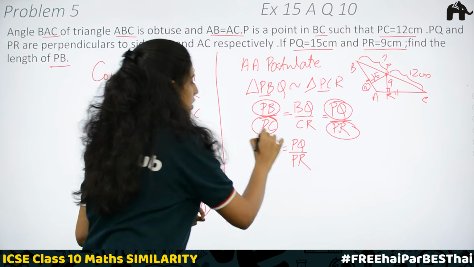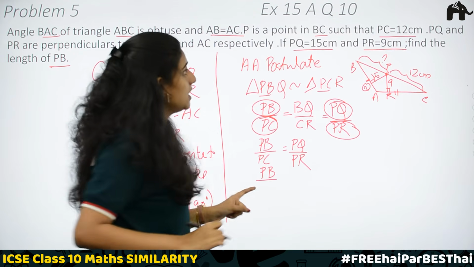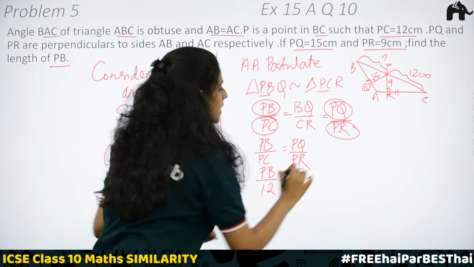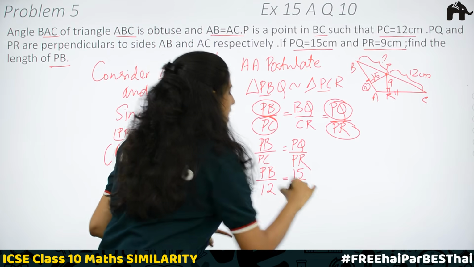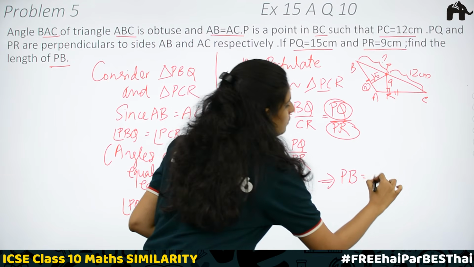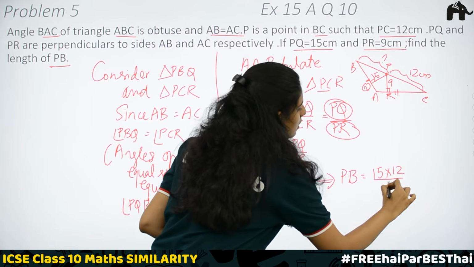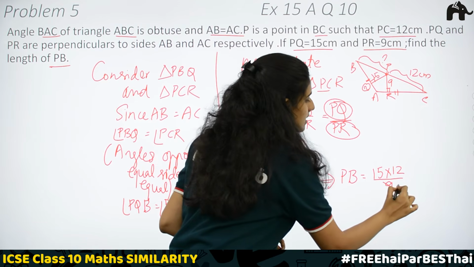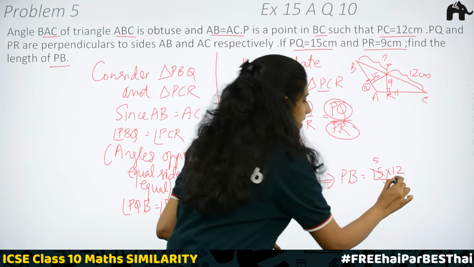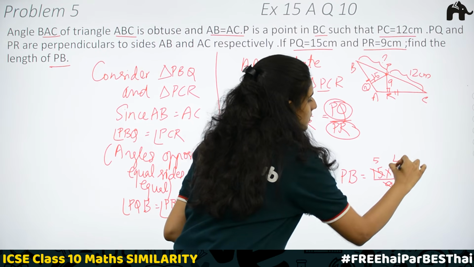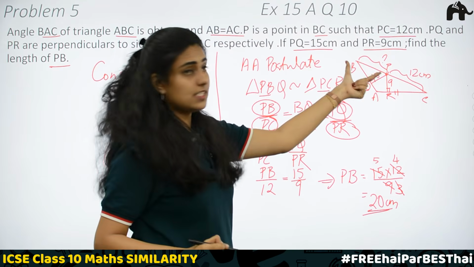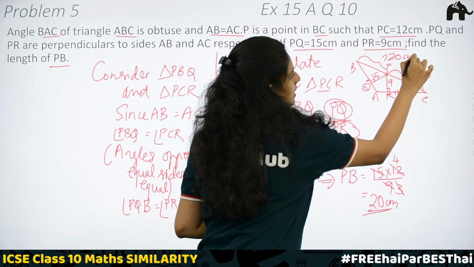Now put the values. PB by PC, which is 12, is equal to PQ, which is 15 centimeter, divided by PR, which is 9. Then PB will be equal to 15 into 12 divided by 9. Cancelling, here we get 3 and here we get 5. 3 into 5 is 15. 3 into 3 is 9. Again cancelling, 3 4s are 12. So the answer is 20 centimeter. The length of this side PB is 20 centimeter.